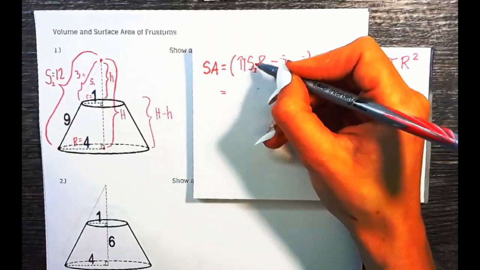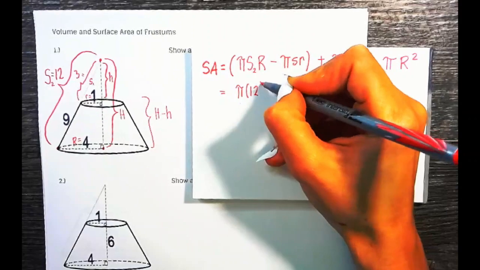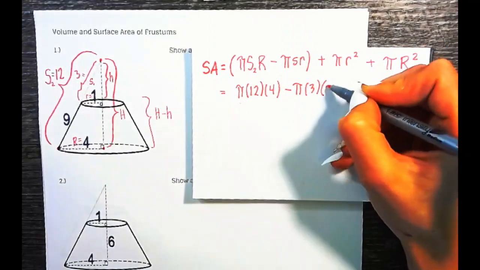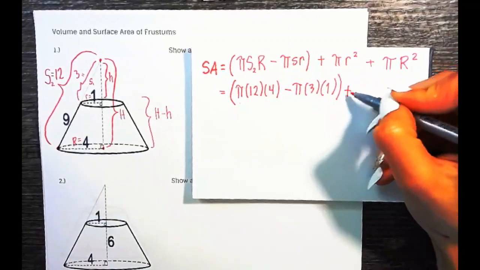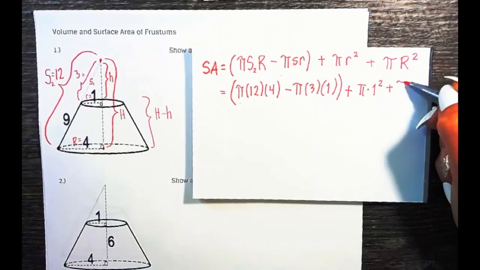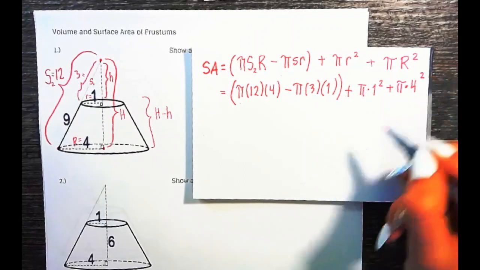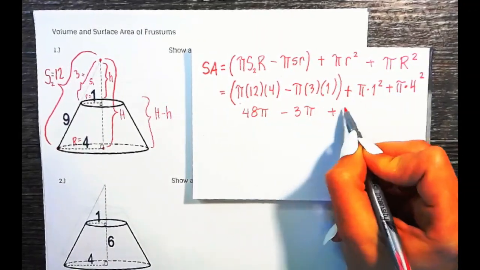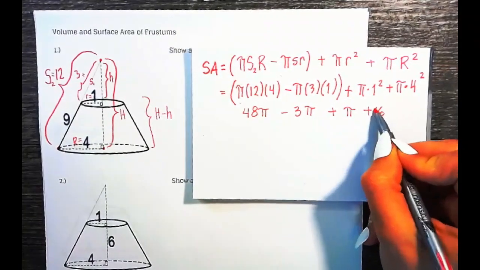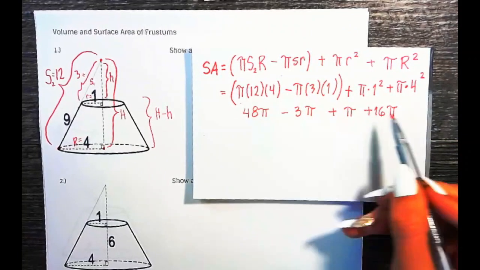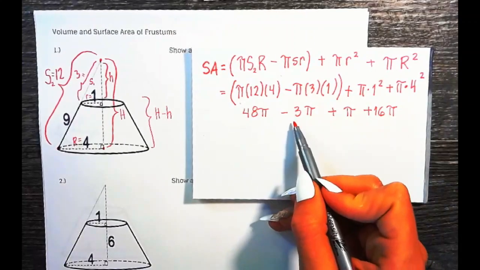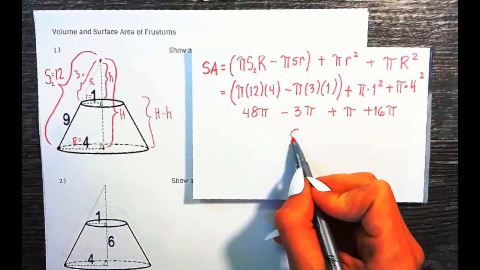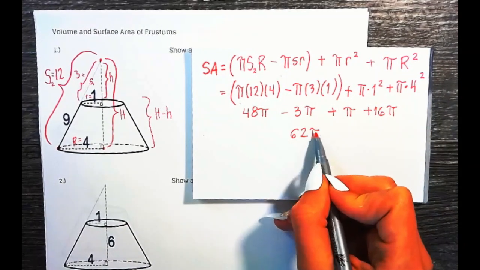Now let's fill in everything. We have 12, 4, 3 and 1, plus pi times 1 squared plus pi times 4 squared. 12 times 4 is 48 pi minus 3 pi plus 1 pi plus 16 pi. 48 plus 16 I know is 64 minus 3 is 61 plus 1 is 62 pi.